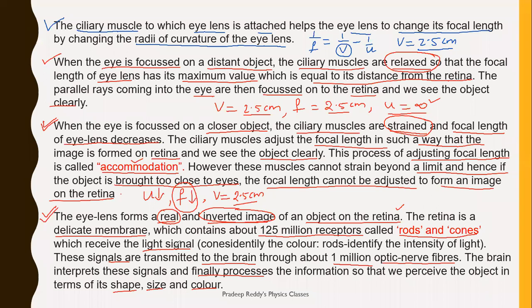They receive the light signal, and these light signals are transmitted to the brain through 1 million optic nerve fibers. The brain then interprets these signals and finally processes the information.